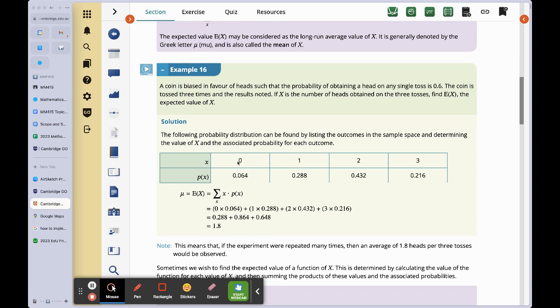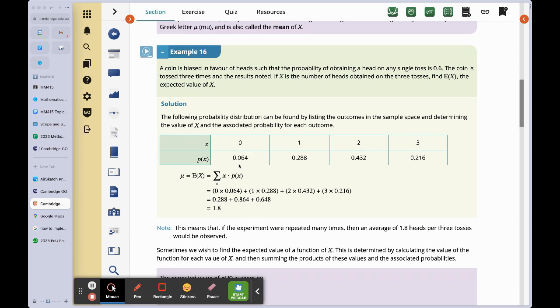So there can be no heads, 1 head, 2 heads, 3 heads. So what does no heads mean? No heads means that 3 tails were flipped. Each of the tails has a probability of 0.4. So 0.4 times 0.4 times 0.4 is, guess what, 0.064. 1 head would be 0.6 of getting 1 head, then 0.4 of getting the other one as a tail, and 0.4 of getting the other one as a tail. So you'd have 0.6 times 0.4 times 0.4 is 0.288. And similarly for these two values as well.